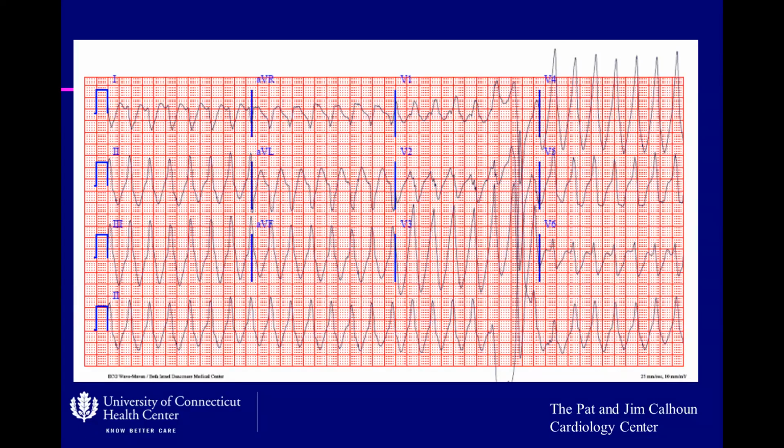So the width favors VT. The morphology in V1 favors VT. And morphology in V6 favors VT. And the RS ratio favors VT. And the axis, I believe, is the right axis, so it doesn't help you. If you have left axis deviation, it would, but the right axis doesn't help you. So you think it's VT? It's VT. Good. Anybody think it's not VT?